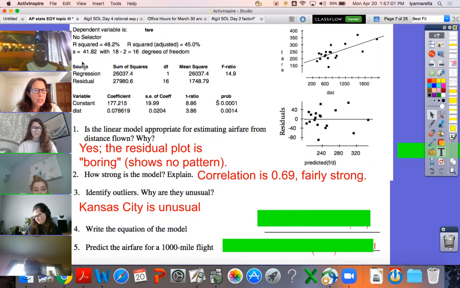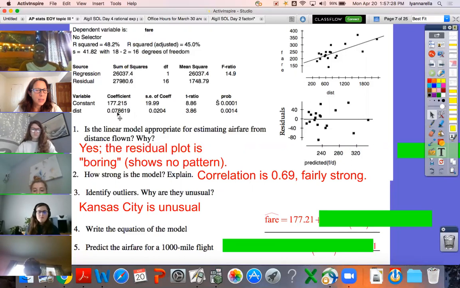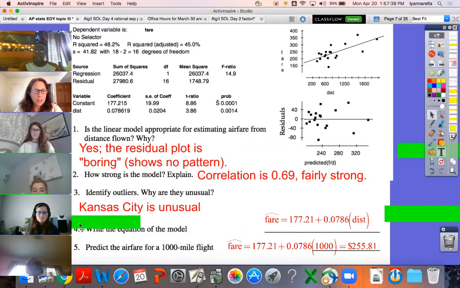Okay, so the equation of the model. So I need you to learn how to read these Minitab printouts. So whenever you see the dependent variable is fare, then the distance has a slope and the constant is the y-intercept. So we would start with fare hat equals the constant or the y-intercept 177.215 plus the slope 0.0786 times the x variable distance. And so then they say predict the airfare for a 1,000 mile flight. You know the distance is 1,000 miles, so you just stick it in there and you get 255.81. Now remember, that's the prediction for a 1,000-mile flight. That's not the actual cost, it's just the prediction. It may have a positive, it may have a negative residual.